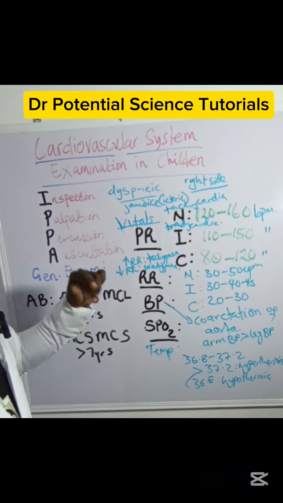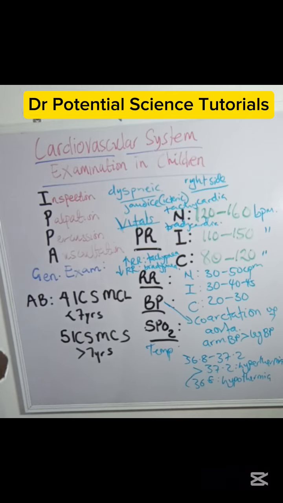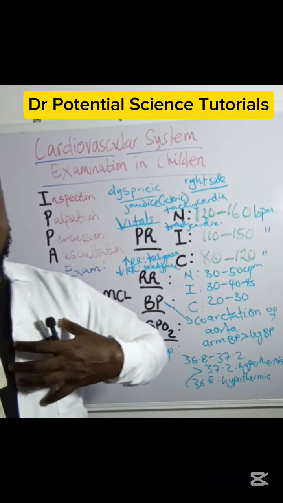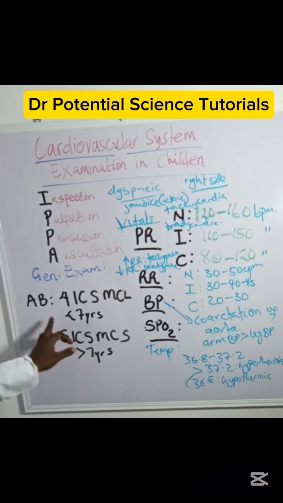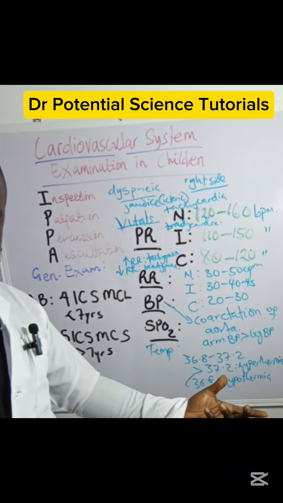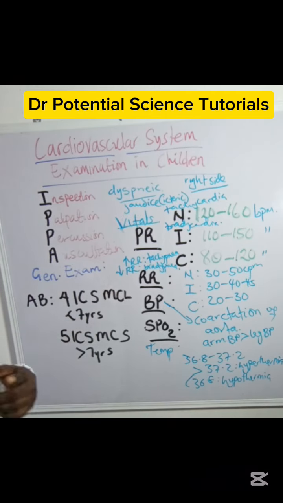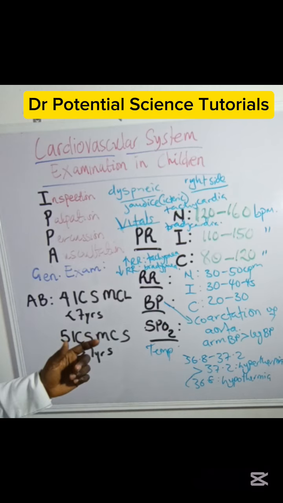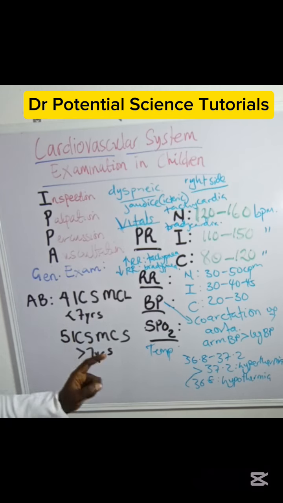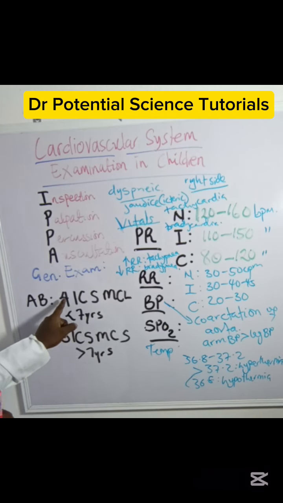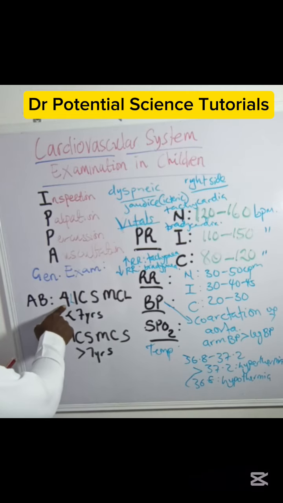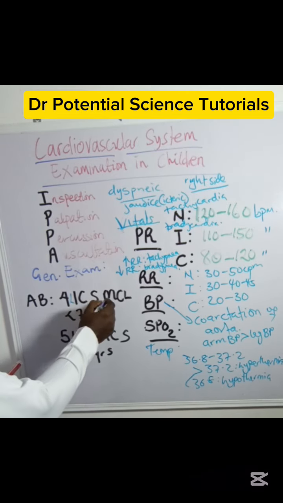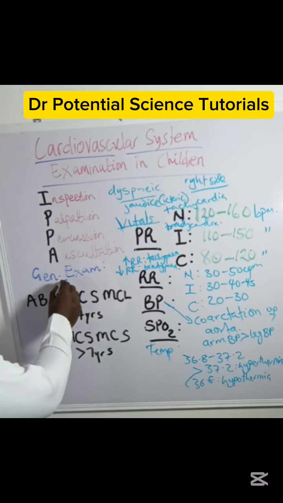Now let's go to the examination of the heart itself. Now the heart is located at the left side of the chest. But we now have what we call the apex beat. In children, I'm not a child, in children their apex beat is located at the fourth left intercostal space, midclavicular line.